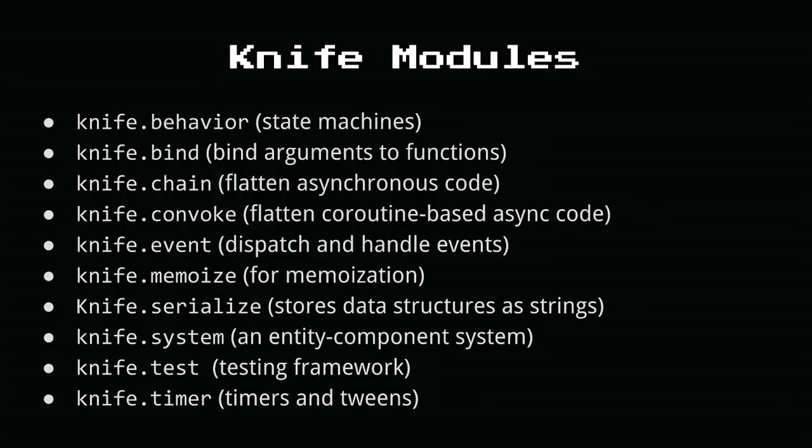Knife.event we'll use in two weeks for Zelda, maybe even next week if I can fit it in for Mario. Memoize is for memoization, which is like a dynamic programming related thing. Serialize system, or entity component system, is going to be useful to know about in the context of Unity as well. Unity uses an entity component system for much of its structure. Knife.test, and then lastly, knife.timer, which is what we'll end up using.